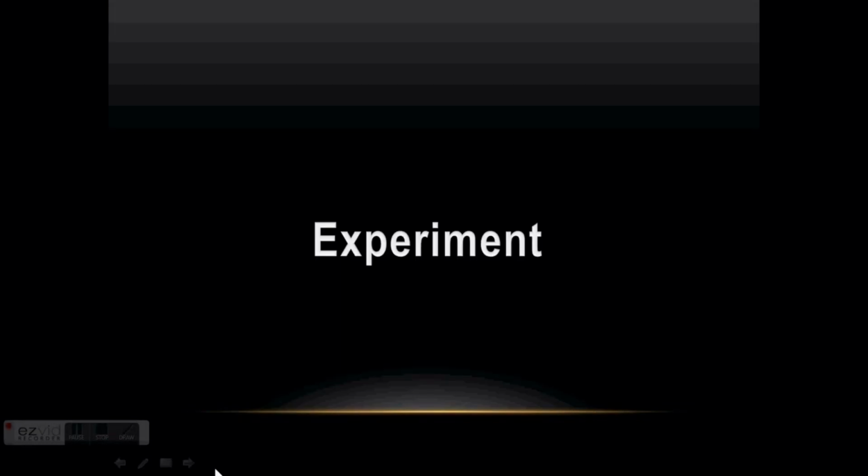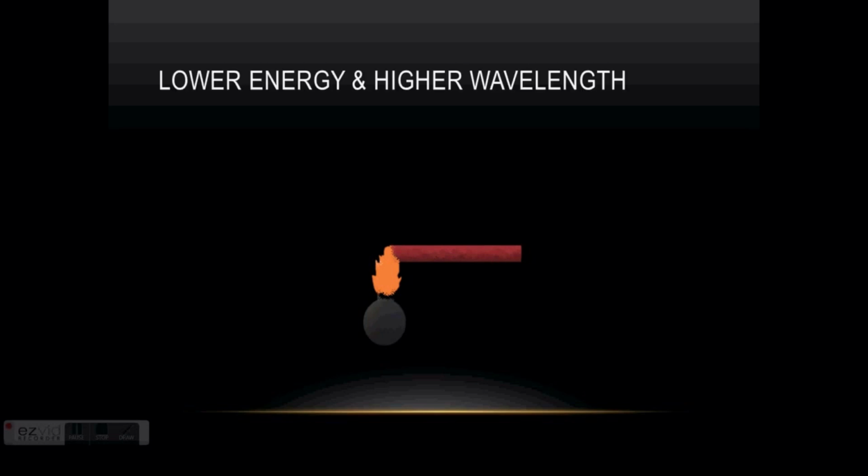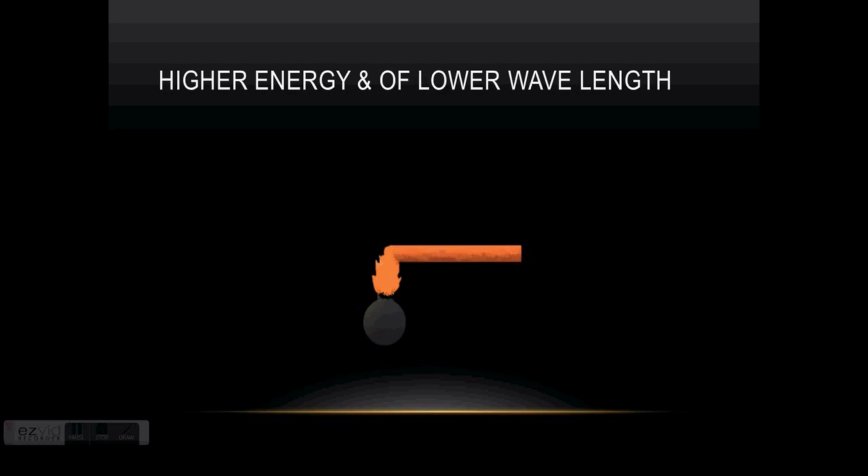Now, let's go for an experiment to know more about our visible spectrum. Take an iron rod and heat it. Some of its heat energy is emitted as light. First, it turns red. That means lower energy corresponding to higher wavelength. And if we heat more, it glows orange and yellow and blue. It means it requires higher energy and is of lower wavelength.